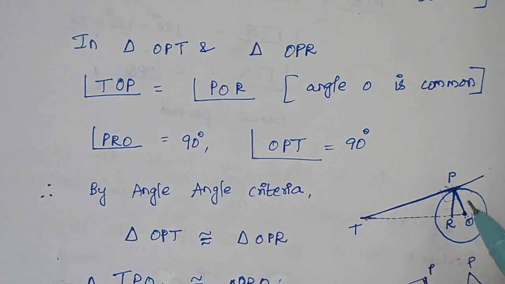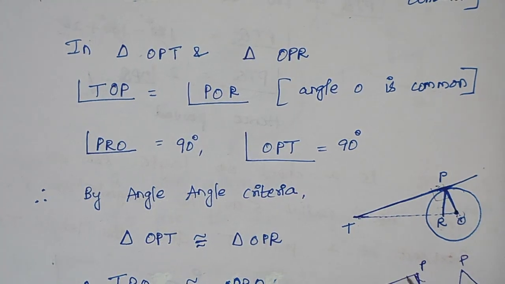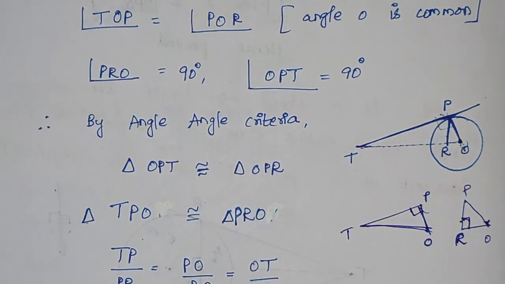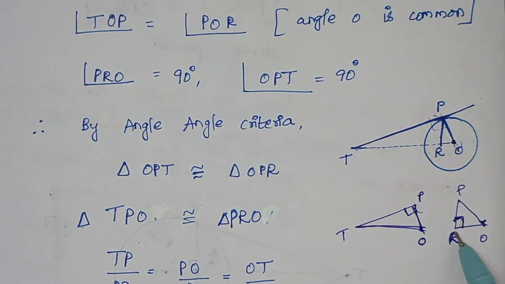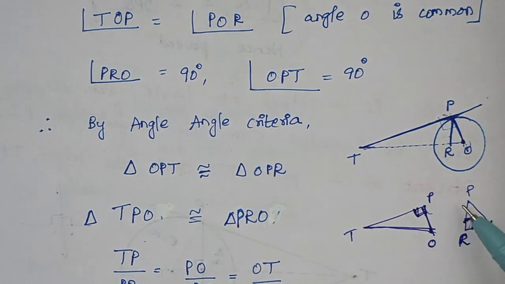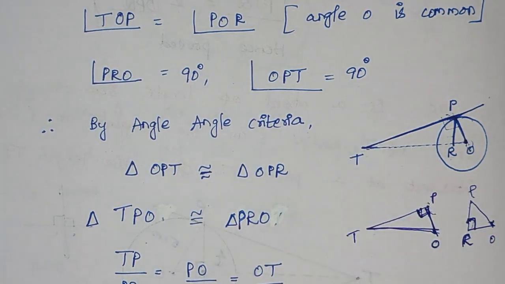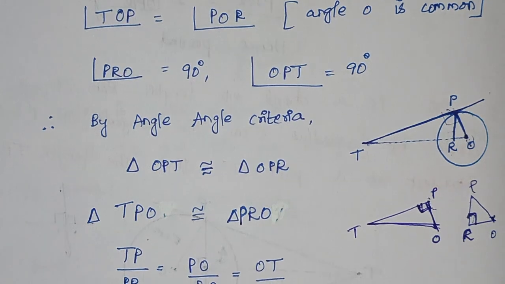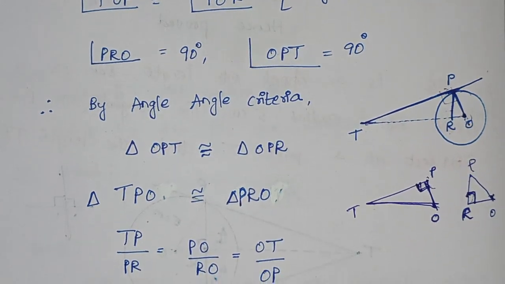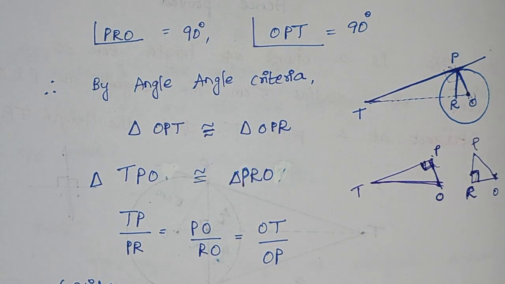Right. So you see here this angle R has 90 degrees and here the angle P has 90 degrees. So just make a note of it. So PRO is equal to OPT. Again they are 90 degrees. Right. So therefore by angle criteria, we can tell that these two triangles are similar.